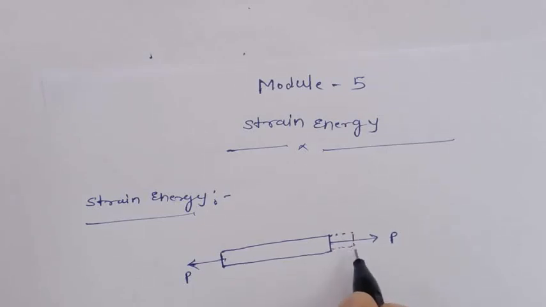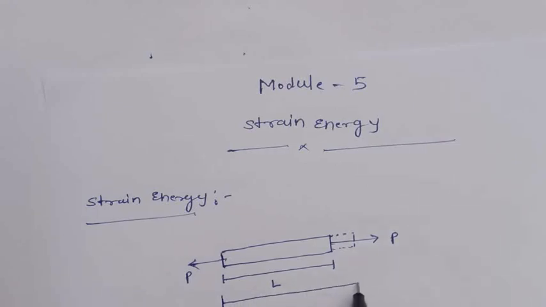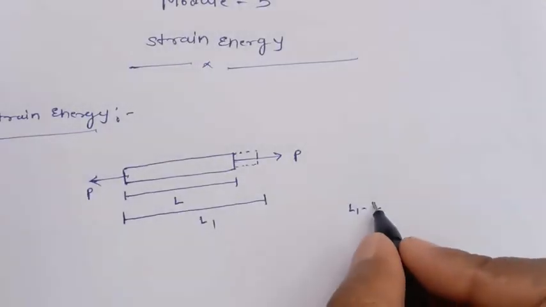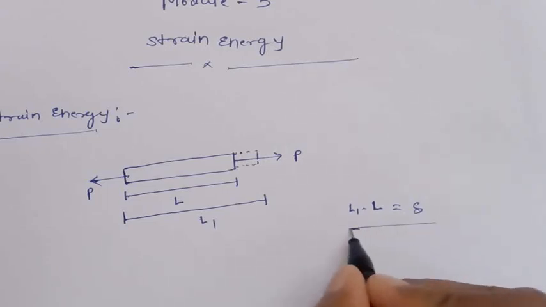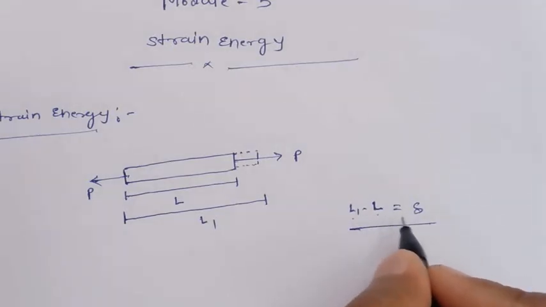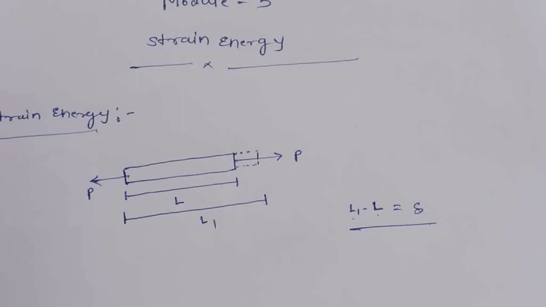and becomes strained. Suppose it was initially length L, and after applying the load P, it becomes L1. So L1 minus L is nothing but the change in length, which I'm naming del. The final length minus the initial length equals the change in length, del.